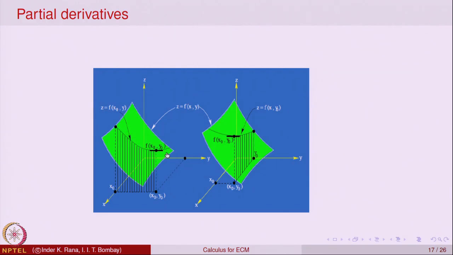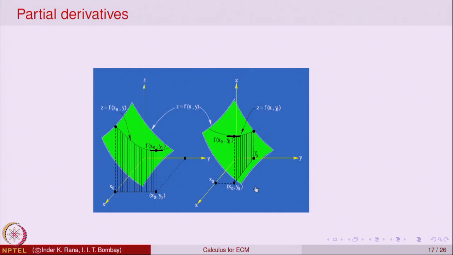one variable is fixed. Similarly, when you fix y naught, then what you are allowed to move is along this line in the domain. When you move along this line, each point will give you a point on the graph of the function, that is the surface. So, we will get a curve here, right.